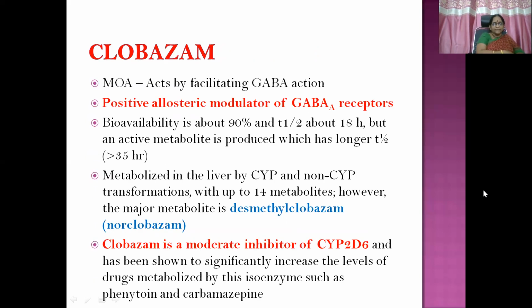Then comes clobazam. Action by GABA facilitation, a positive allosteric modulator of GABA A receptors, bioavailability 90%, half-life is 18 hours. But an active metabolite increases the half-life up to 35 hours. Metabolized in the liver to the major metabolite desmethylclobazam or norclobazam. That's the main metabolite which produces anti-epileptic action. It is a moderate inhibitor of CYP2D6. Similarly, drug interactions can be seen with other enzyme inhibitors.